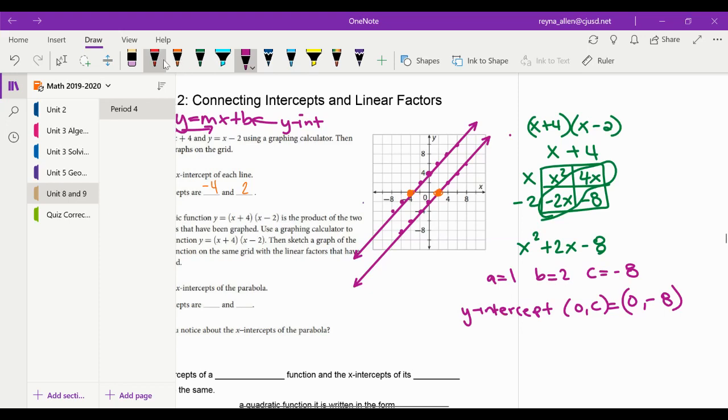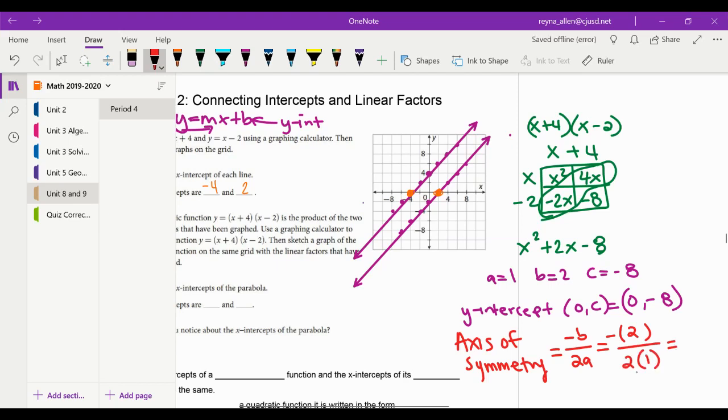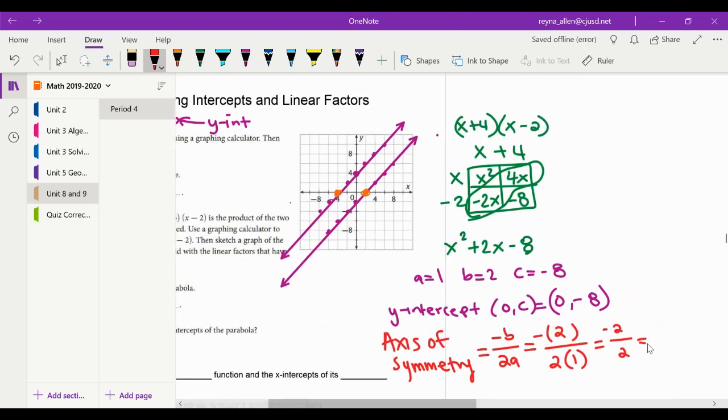We also need our axis of symmetry. So to find the axis of symmetry, we do -b divided by 2a. Okay, so we got negative and then b. Our b is 2, divided by 2 times a. A is 1. All right, we get -2 at the top. We get normal positive 2 on the bottom. And that equals -1. All right, cool.